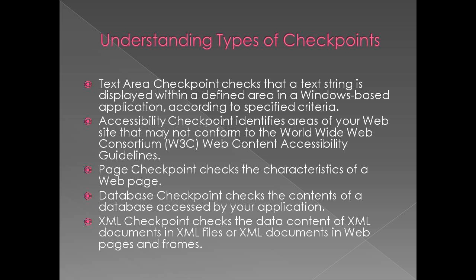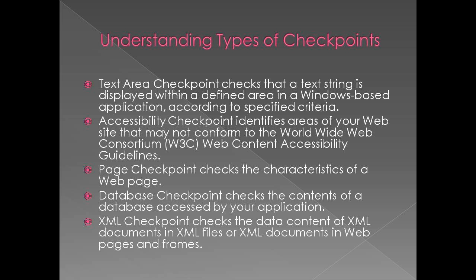Text area checkpoint checks that a text string is displayed within a defined area in a Windows-based application, according to specified criteria. For example, suppose your Visual Basic application has a button that says View Doc <num>, where <num> is replaced by the 4-digit code entered in a form elsewhere in the application. You can create a text area checkpoint to confirm that the number displayed on the button is the same as the number entered in the form. Text area checkpoints are supported for all Windows-based environments, such as standard Windows, Visual Basic, and ActiveX add-in environments. Text area checkpoints are also supported for some other add-in environments, such as Java.